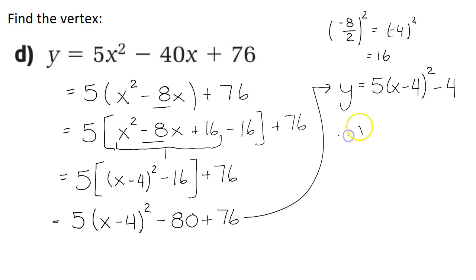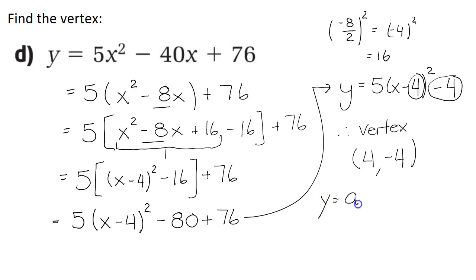And so therefore the vertex is located at positive 4, negative 4. Remember, that's going to be my x component, and this is going to be my y component. Vertex form is in the form y equals a(x minus h) squared plus k. And the vertex is always h comma k.